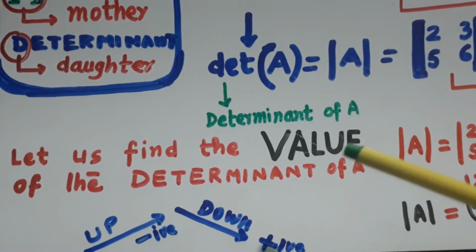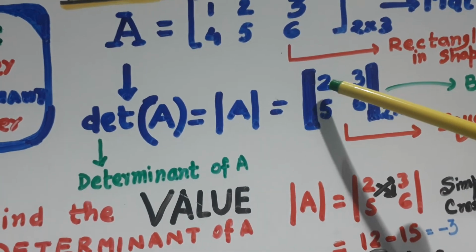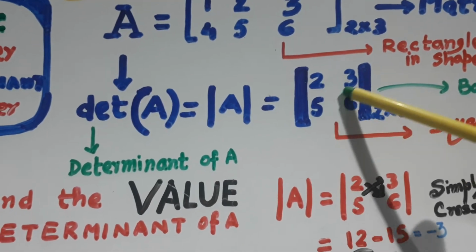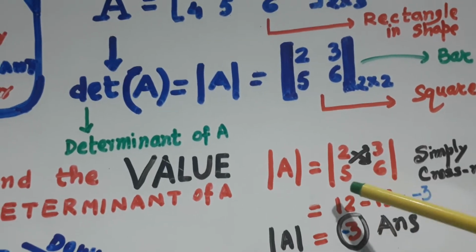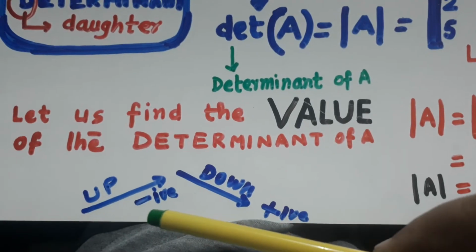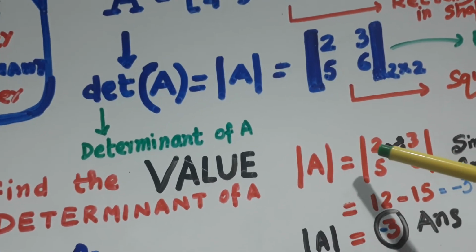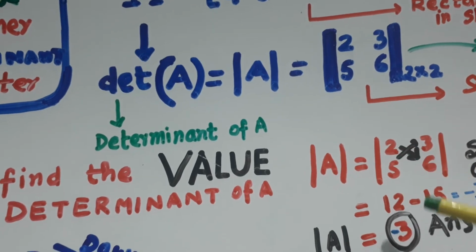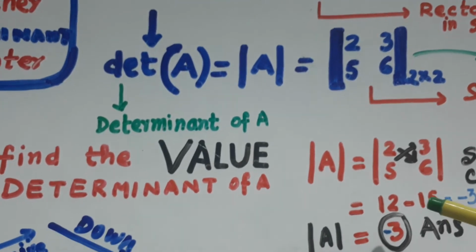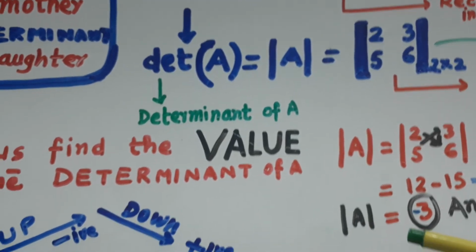Now let us find the value of the determinant A. We have to simply cross multiply 2 into 6 and 5 into 3. 2 into 6 is 12. 5 into 3 is 15. So 12 minus 15. When the arrow is up, it should be minus. When the arrow is down, it should be plus. Look here, this arrow is down. 2 into 6 is 12. It is of plus sign. And 5 into 3 is 15. It is of minus sign. So the answer will be 12 minus 15, that is minus 3.